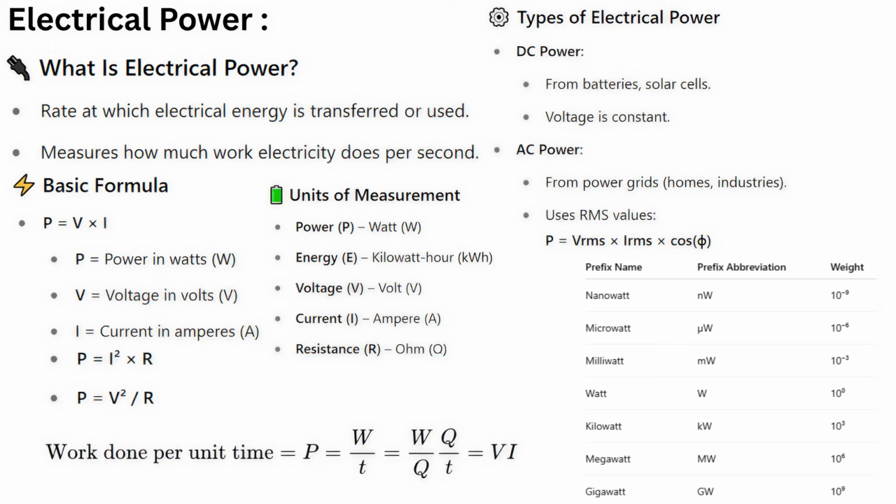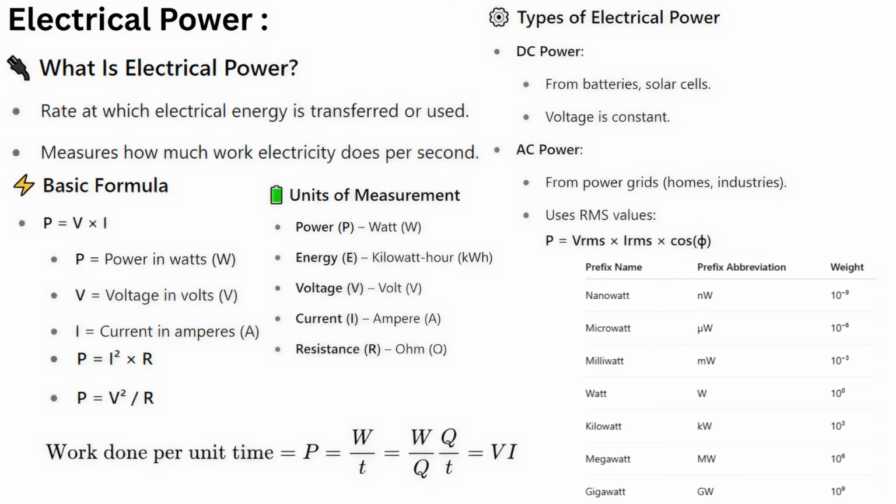The second type, which powers our homes and cities, is AC power, or alternating current. As the name suggests, the current doesn't flow in one direction. Instead, it rapidly alternates, flowing back and forth many times per second. The voltage also continuously rises and falls in a wave-like pattern. This is the power we get from power grids.